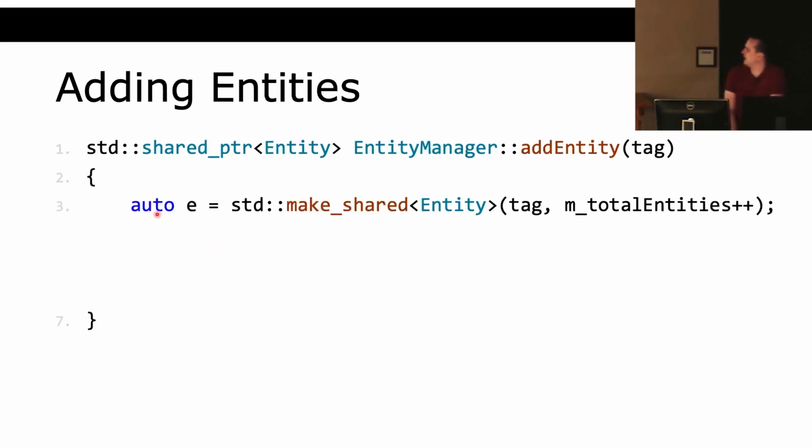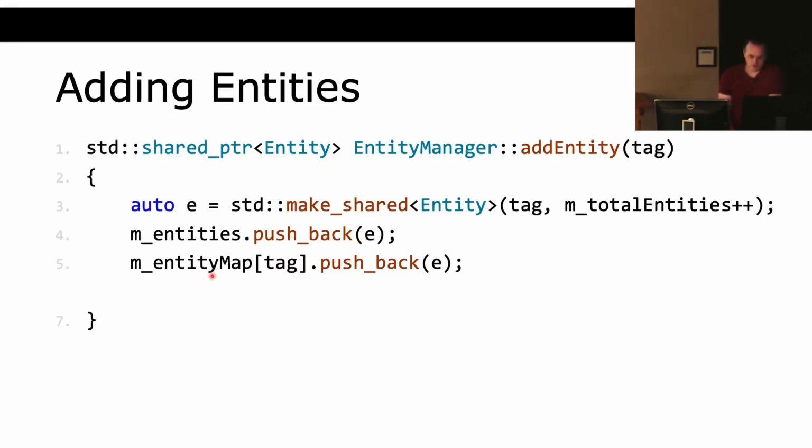Now what we have is this auto here, which is going to know this is a shared pointer, right? So this is a shared pointer to an entity. So what we're going to do is add that shared pointer to the vector of all the entities. We're also going to look up in the map the tag, and that map indexed by the tag is a vector of all the entities of that tag. So we add it there as well. So we store each shared pointer twice, and then we return that shared pointer. That's it. It's pretty simple to do something like that.